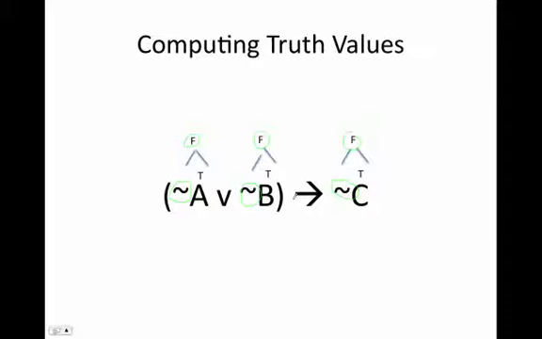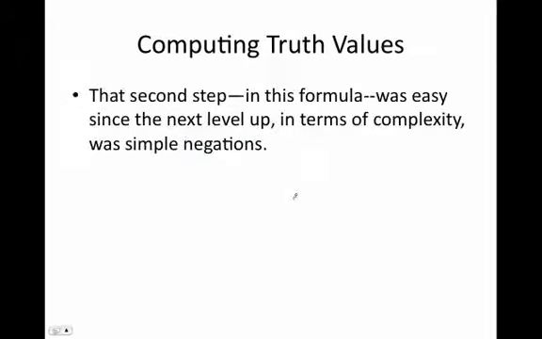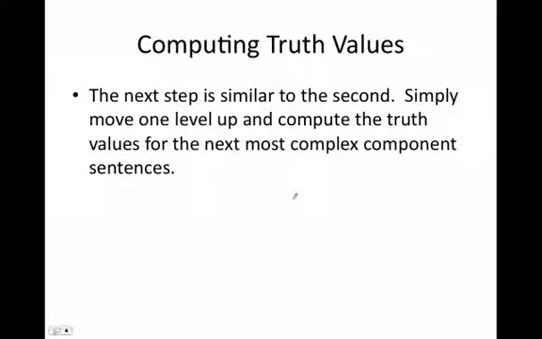You never go any more than that. All right, well, that's the second step. That was also pretty easy, especially because the next level of complexity was just simple negations. Well, the next step, as I said, is similar to the second. Just move up one level in complexity and compute the truth values for the next most complex component sentences.